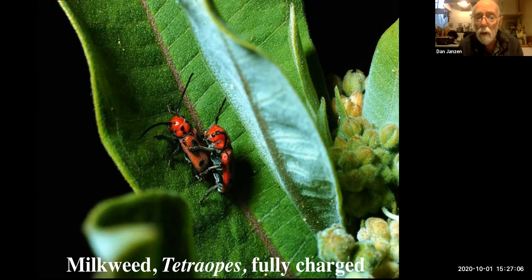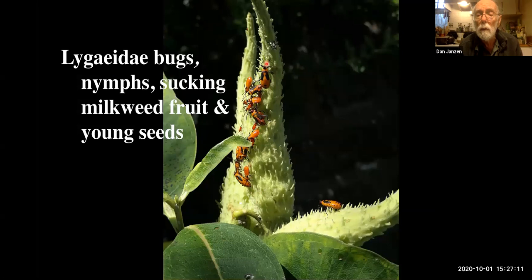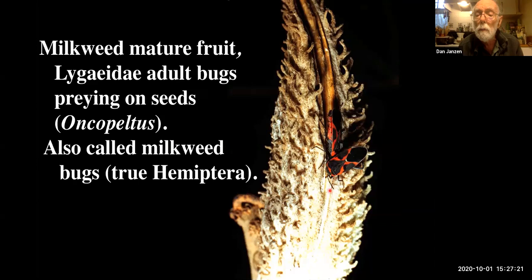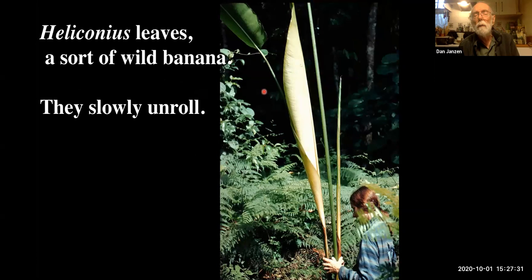Here's another one. This is a bug feeding on the fruit of the milkweed. And these are juvenile bugs right here with their mouthparts stuck in, and they're sucking the cardiac glycosides out of the seeds. These are the adults right here, sticking their mouthparts in through here to get the cardiac glycosides out of the seed. Now, so those are models and mimics at the same time. All right? Now we're going to see more of that as we go along.